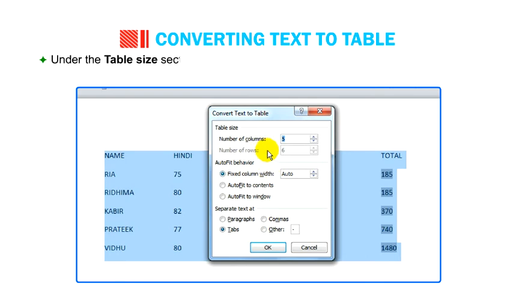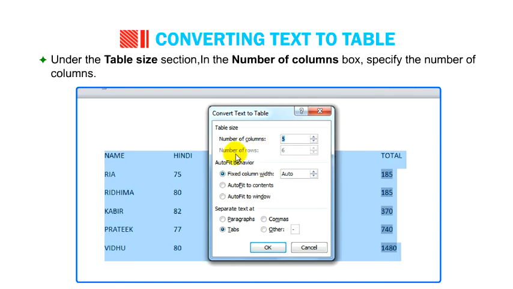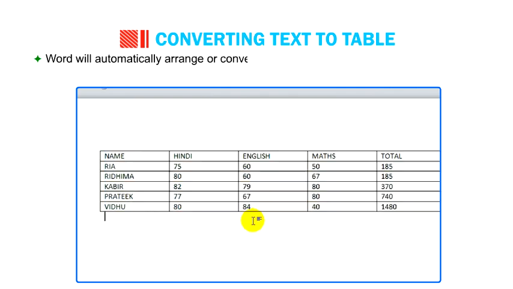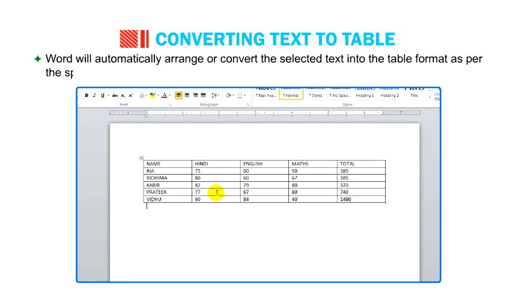Under the Table Size section, in the Number of Columns box, specify the number of columns. In the Auto-Fit Behavior section, select any suitable option. Choose the Tabs radio button in the Separate Text At section. Word will automatically arrange or convert the selected text into the table format as per the specified criteria.